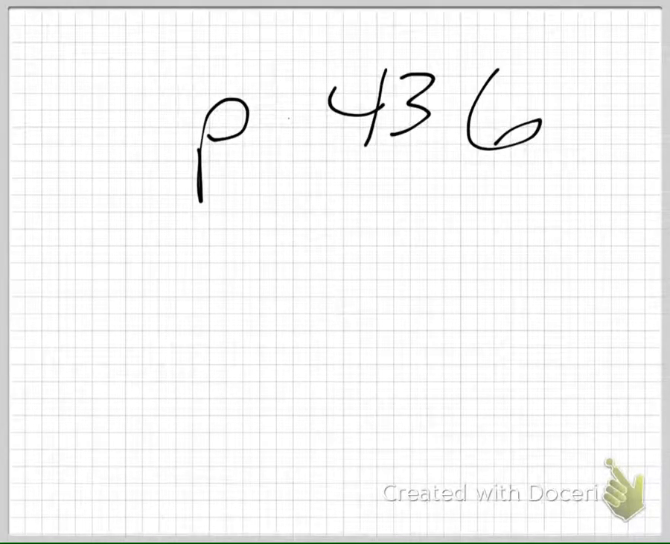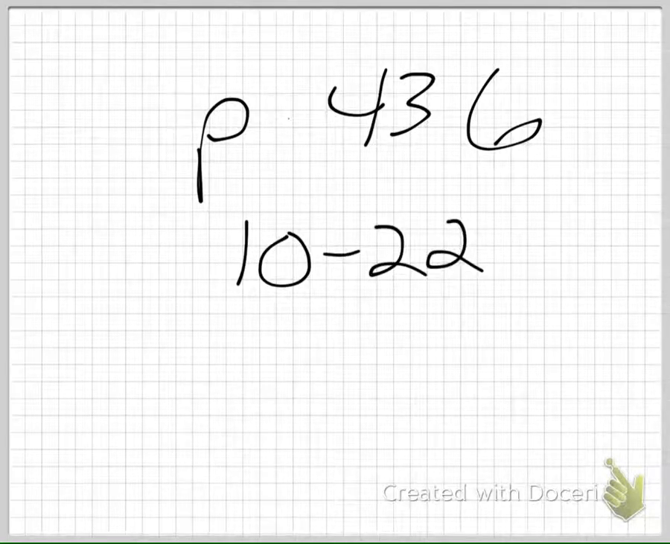Okay, let me get you your homework. This is all it. That's it. If you can do all this, you're good. Just a matter of meticulousness. Meticulousness. Page 436, 10 through 22 even.